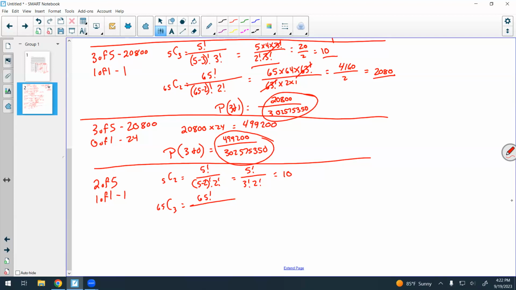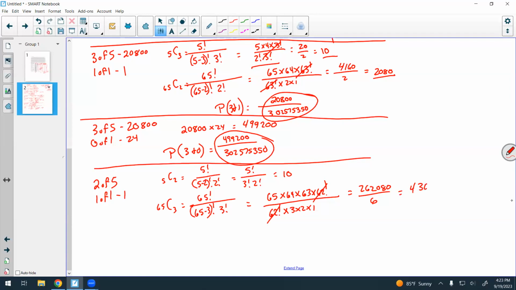65 factorial. We're in the home stretch. 65 minus 3 factorial. 3 factorial. 65 times 64 times 63 factorial. Nope, I need one more. 63 times 62 factorial over 62 factorial times 3 times 2 times 1. And I end up with 65 times 64 times 63, which is 262,080 over 6.